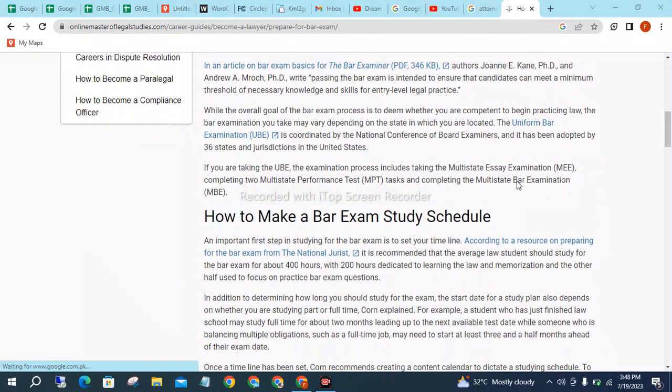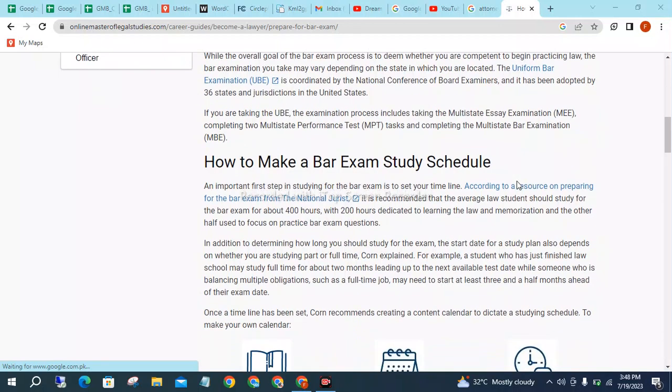How to make a bar exam study schedule. An important first step in studying for the bar exam is to set your timeline. According to a resource on preparing for the bar exam from the National Jurist, it is recommended that the average law student should study for the bar exam for about 400 hours, with 200 hours dedicated to learning the law and memorization, and the other half used to focus on practice bar exam questions.